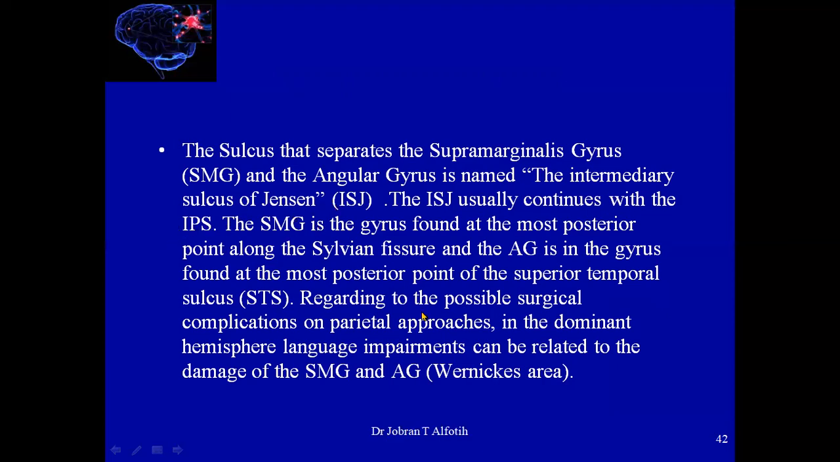The supramarginal gyrus is found at the posterior part of the sylvian fissure, whereas the angular gyrus can be found at the most posterior part of the superior temporal sulcus. Regarding the surgical complications of the parietal approach on the dominant hemisphere, injury to the SMG, supramarginal gyrus, or the angular gyrus, AG, can lead to language impairment of Wernicke aphasia.